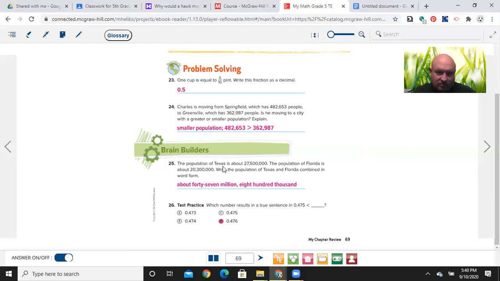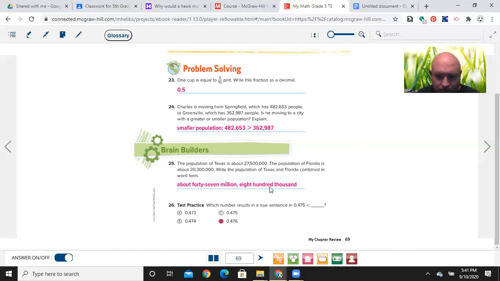25, the population of Texas is about 27,500,000. Population of Florida is about 20,300,000, right? The population of Texas and Florida combined in word form. So you're going to go ahead and add them and then write out your sum, which is the word for an answer to an addition problem. You're going to go ahead and write it out as 47,800,000.